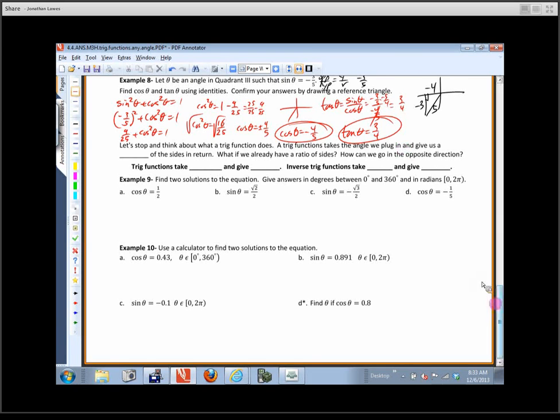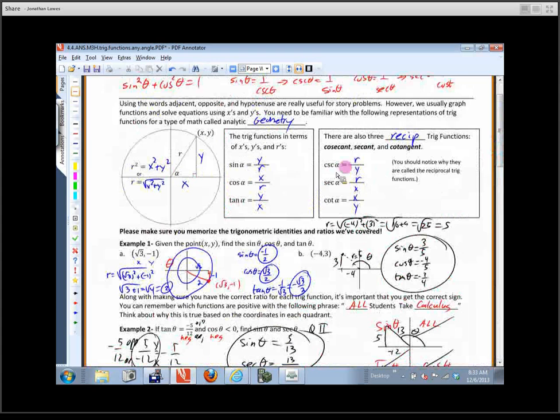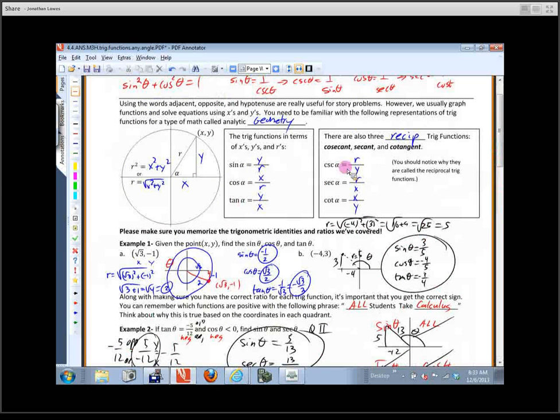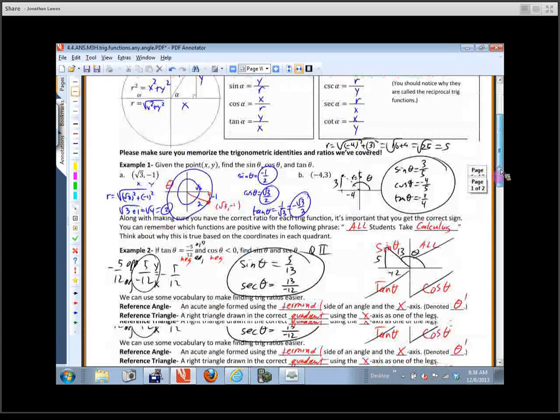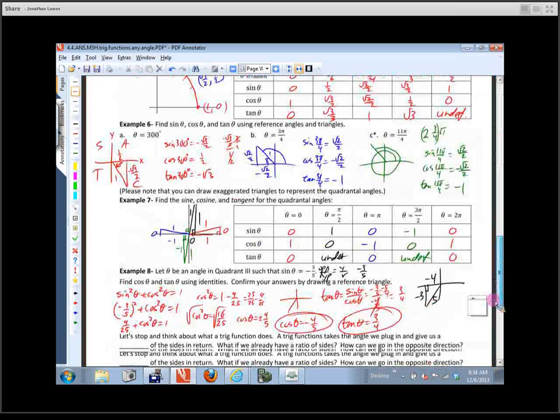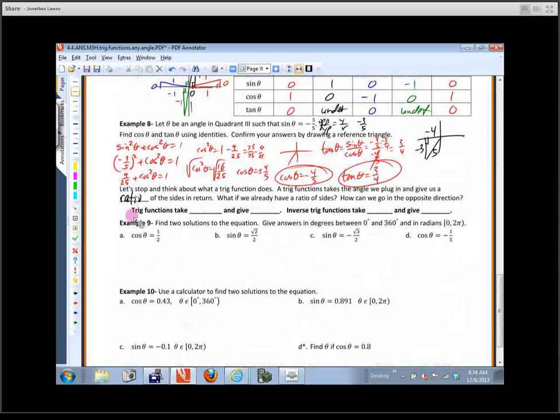Take a look at the definitions. If you flip on the front page, these are the definitions. You plug in an angle and it gives you a ratio of the sides in return. So that's what a trig function does. You put in the angle that you want to find out about, and it will tell you what the ratio of the sides is. Okay? So it gives you a ratio in return.